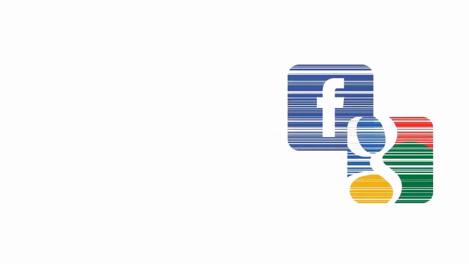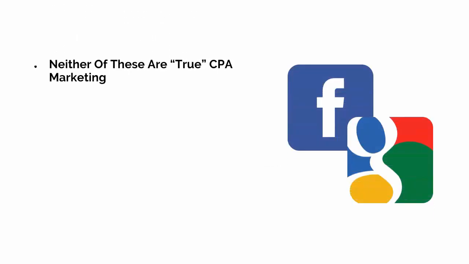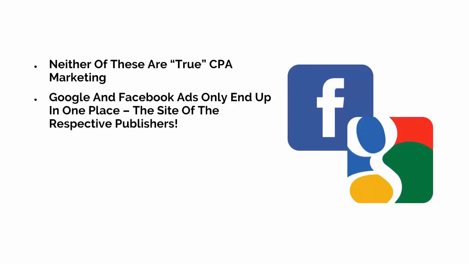Finally, you have the option of Facebook or Google for your CPA. Now, neither of these are true CPA marketing in that they don't offer you the option to be charged only when someone buys your product. You'll still be paying per click for the most part, and that means that you aren't actually guaranteed ROI. Facebook and Google ads only end up in one place, the site of the respective publishers. Furthermore, because you aren't incentivizing a marketer, you find that you don't have the power of hundreds or thousands of marketers behind your product. If you used affiliate marketing or true CPA, then you might find that those marketers use Google and Facebook on your behalf even.